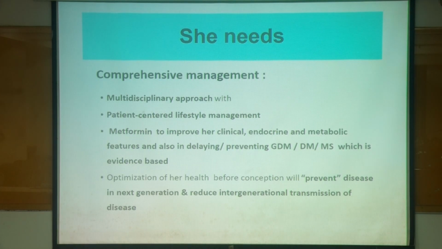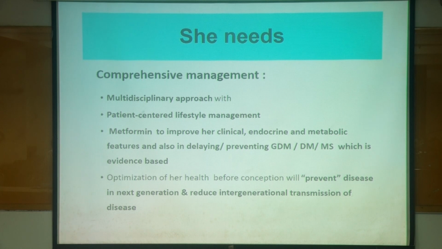So she needs comprehensive management, a multidisciplinary approach with patient-centered lifestyle management, and metformin to improve her clinical, endocrine and metabolic features, and also to prevent GDM, diabetes and metabolic syndrome, which are all evidence-based. We have adequate evidence of it, and optimization of our health before conception will prevent the disease in next generations and reduce the intergenerational transmission of disease.